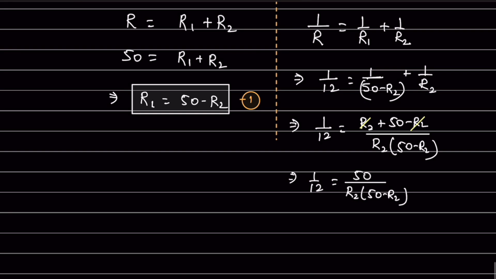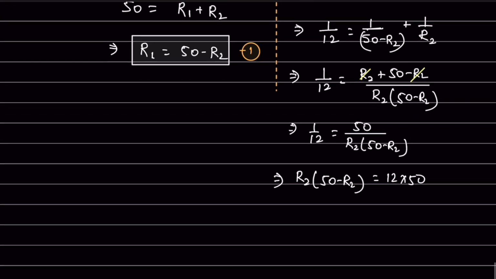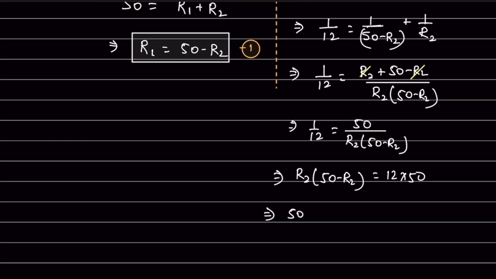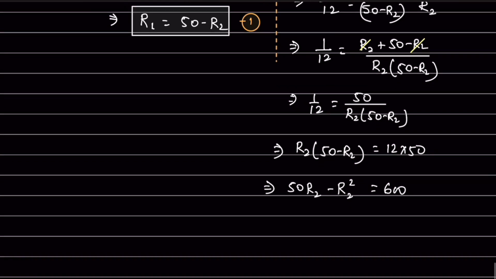Now we can transpose it. So R2 (50 minus R2) is equal to 12 into 50. Here 50 R2 minus R2 square is equal to 600, we can write. Further, R2 square minus 50 R2 plus 600 is equal to 0.